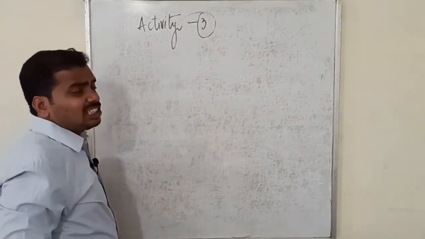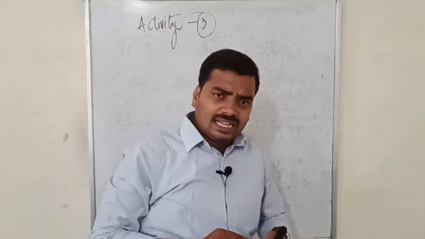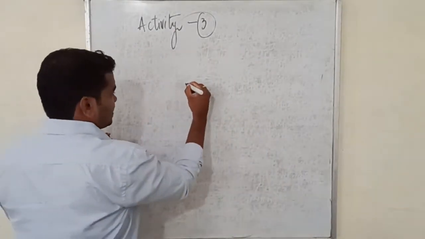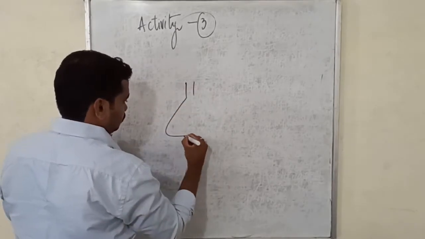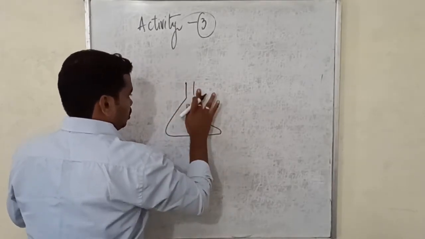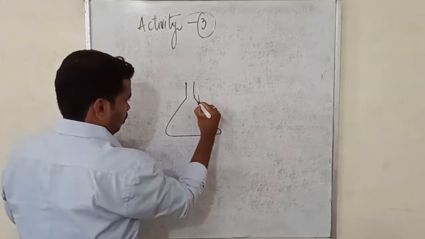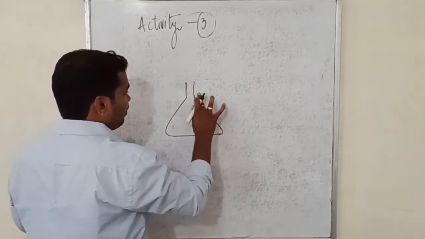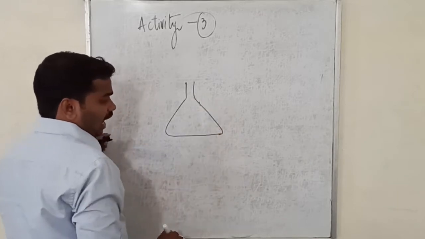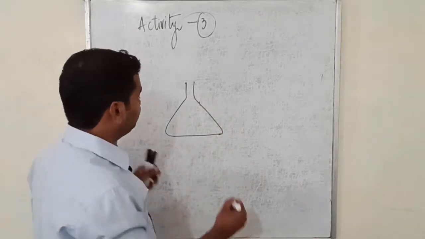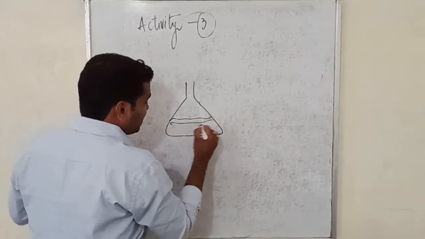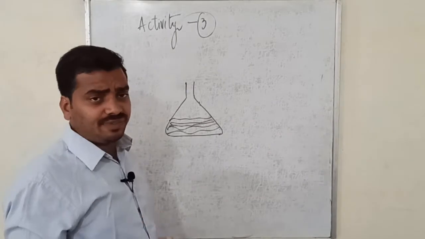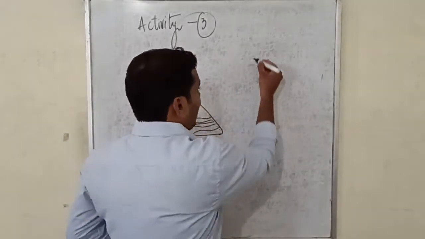So what is activity 3? It is also very simple. Again you have to consider a conical flask. So this is a conical flask you have to consider, and try to put some dilute HCl. What do you mean by dilute HCl? You would have encountered this for the first time. HCl is nothing but hydrochloric acid.